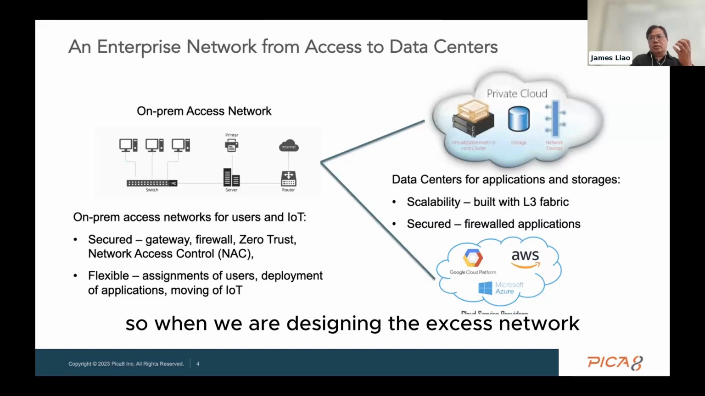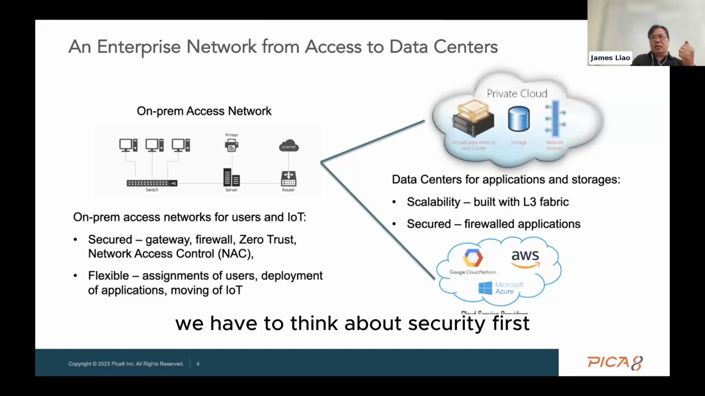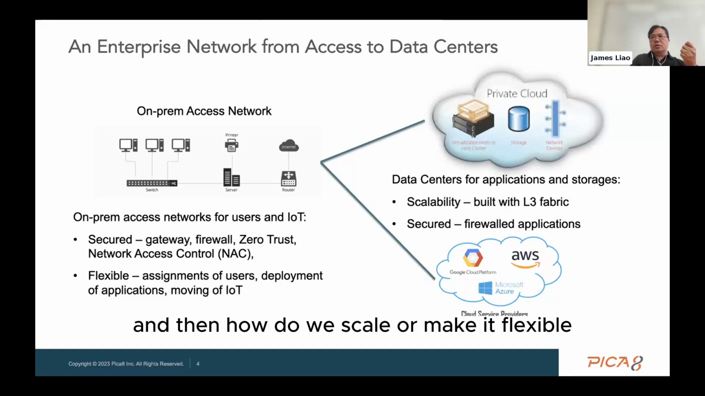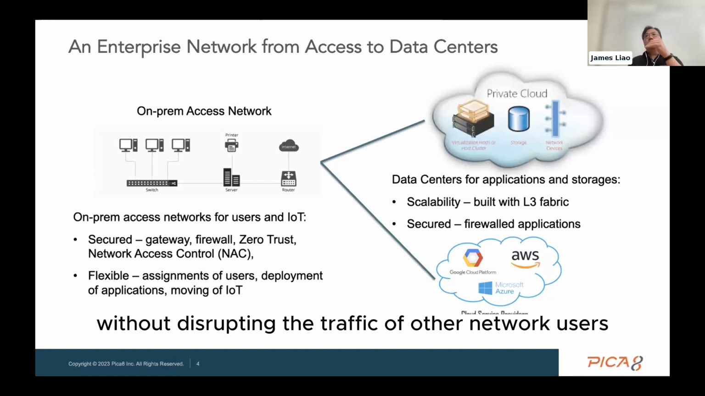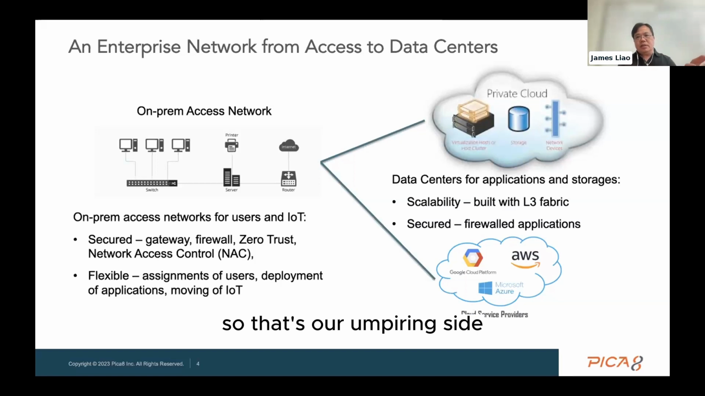So when we are designing the access network, we have to think about security first, and then how do we scale or make it flexible so that other people can build on top of the network infrastructure without disrupting the traffic of other network users. So that's the on-prem side.